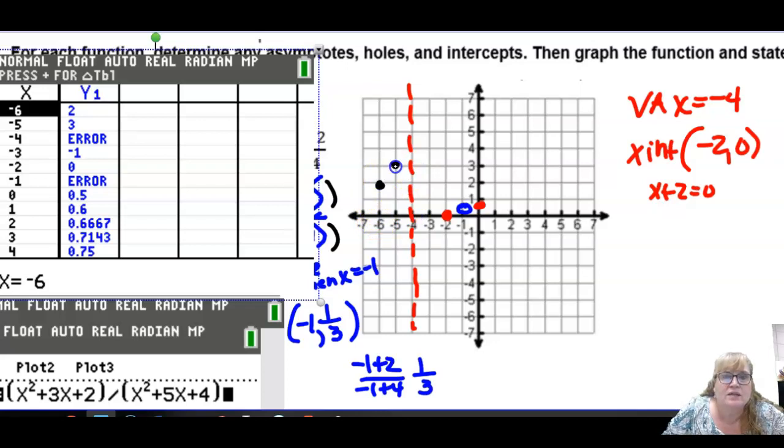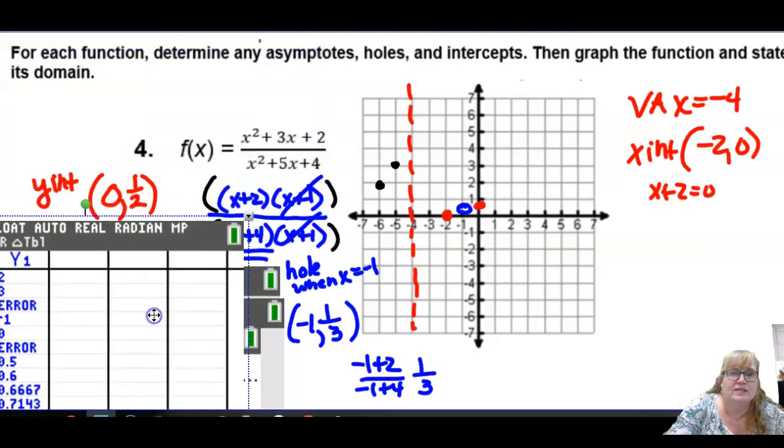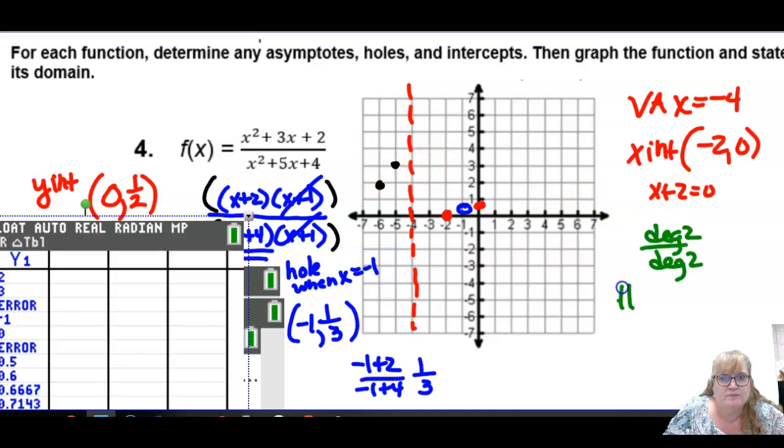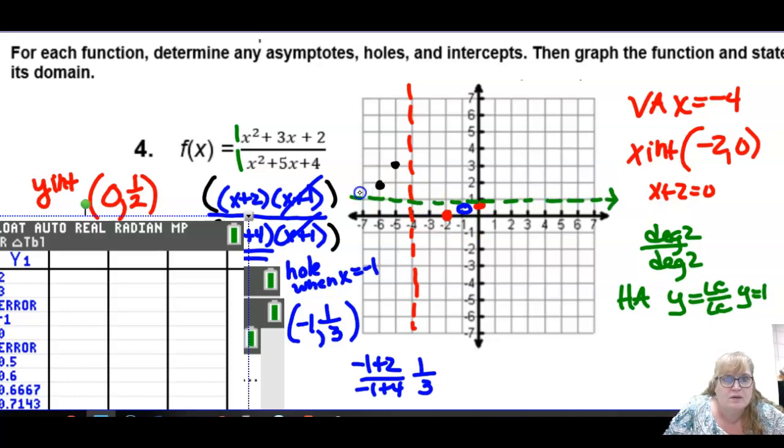-5, it's at 3. Oh, where was the horizontal asymptote? Did we do the horizontal asymptote? Wow, I did not. It was degree 2 over degree 2, which is equal weight. So it is y equals leading coefficient over leading coefficient, both of which were just 1s. So y equals 1 is the horizontal asymptote right here. Okay, which explains why the graph is doing this over here.